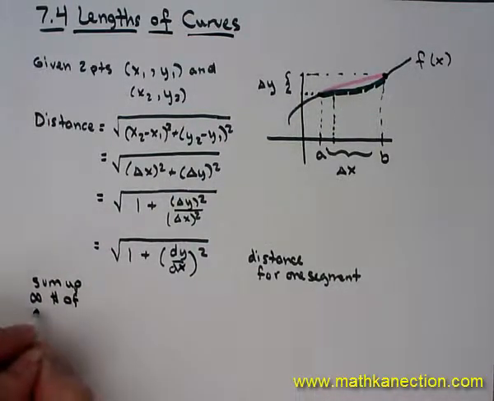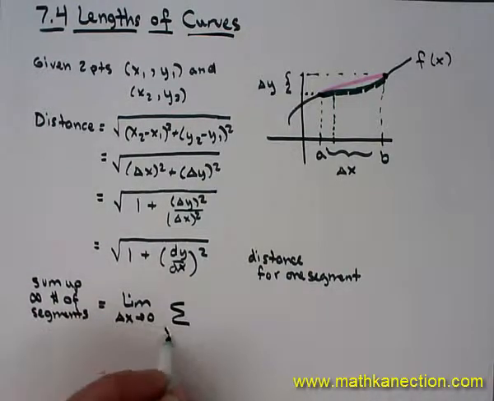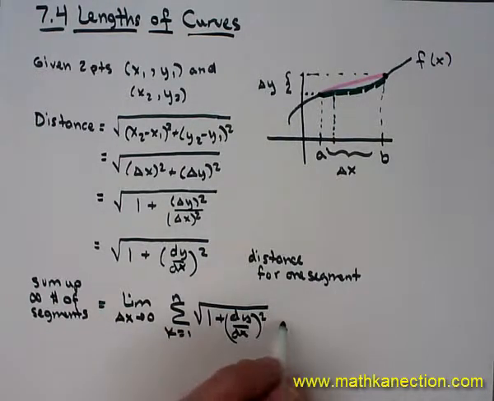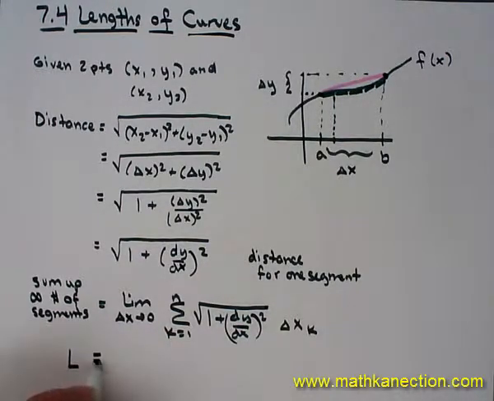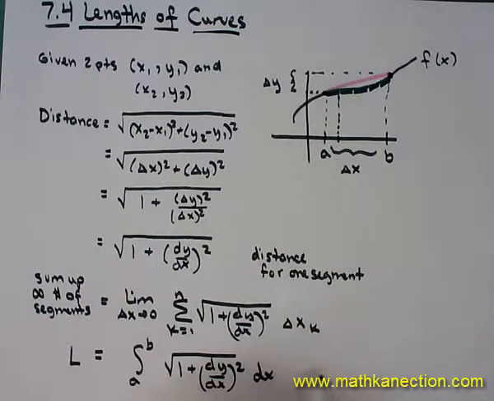So to sum up an infinite number of segments, looking at the limit as delta x goes to 0, making those segments as small as possible, summing up the distance for one segment, you can see that that's really representing the length, which is the integral from a to b of the square root of 1 plus (dy/dx) squared dx.